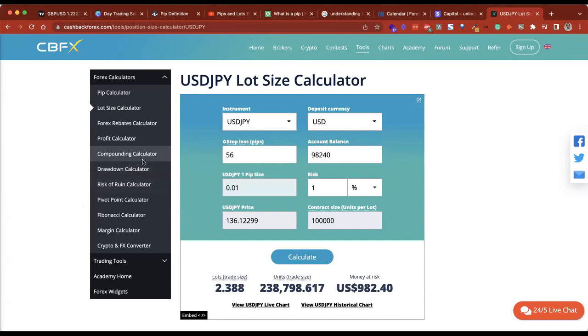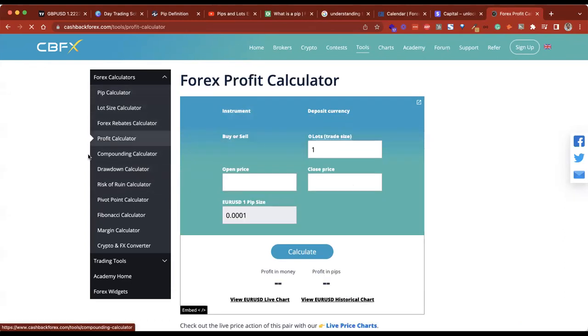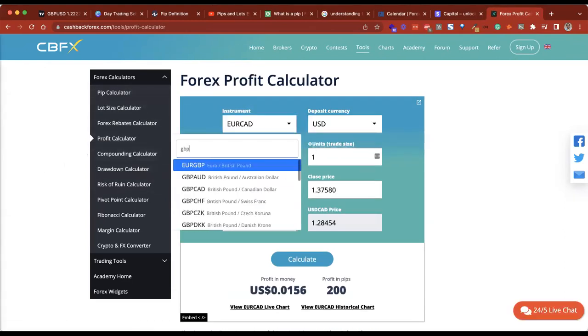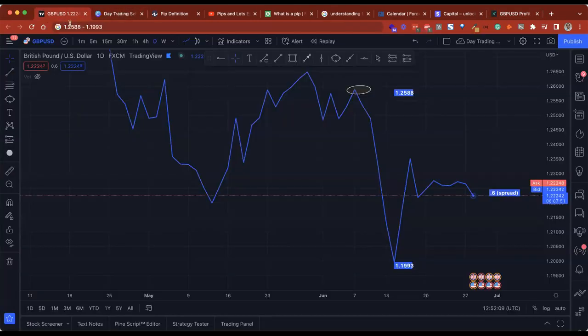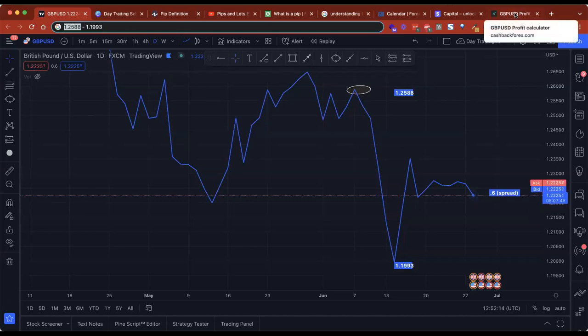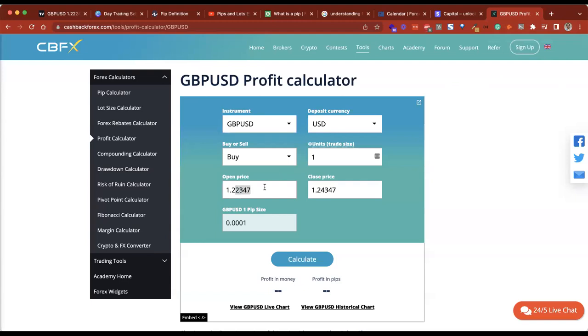It depends on how much money is in your account, all kinds of stuff. But let me just show you. This is GBP, USD. What was our numbers again? It was 2588 to 1993. Which is a sale position.